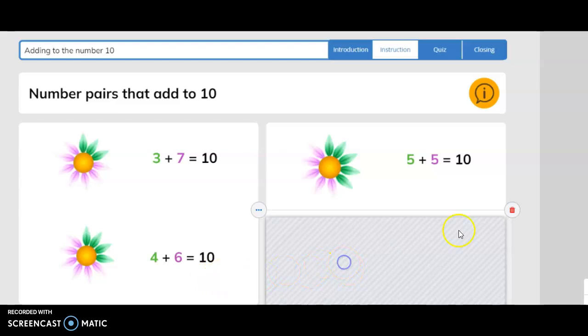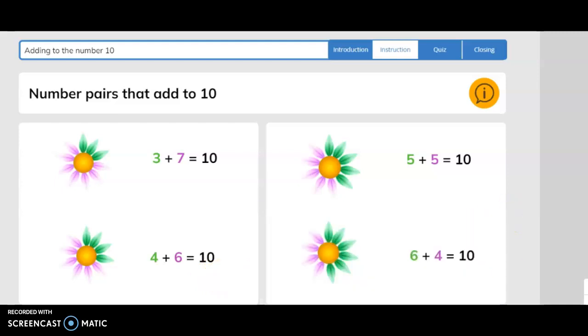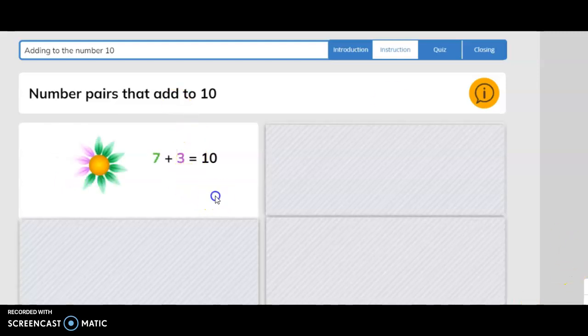4 plus 6 equals 10. And guess what? 6 plus 4, which is the opposite of 4 plus 6, still equals 10. Regardless of whether we flip those numbers, it's still going to be the same amount. Okay, so it's still going to equal 10.